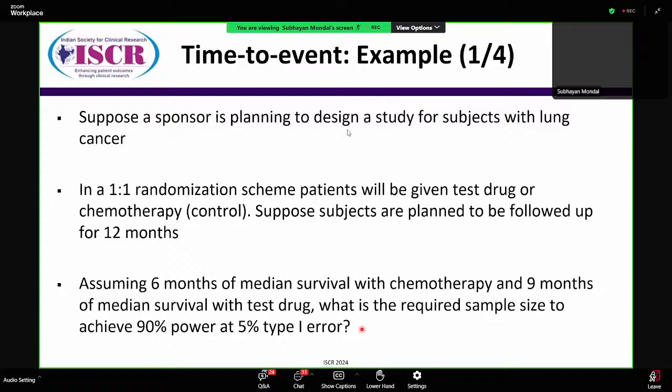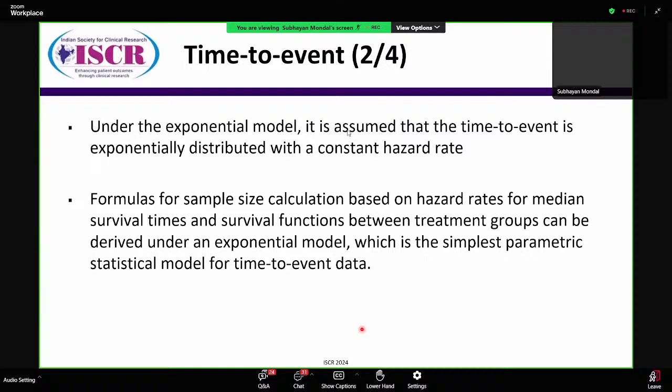Now let's go to the theory section a little bit. I will not go into the parametric distributions, but what I want to mention is there are many distributions that you can assume for this time to event. The easiest one is exponential because it has constant hazard throughout the time, but there are Weibull, Gompertz as well, which are, I would say, a little bit tricky to calculate.